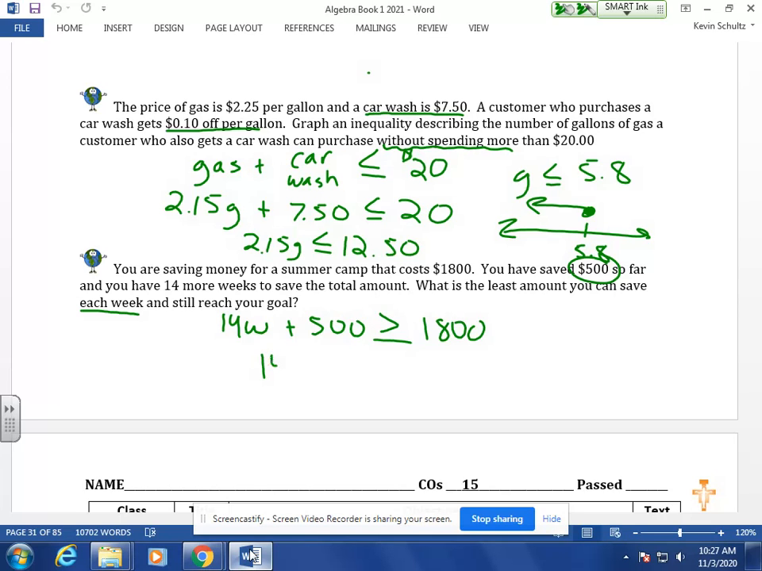Subtract 500 from both sides. We get 14W is greater than or equal to 1,300. That's how much we have left to save. Caleb? $92. Divide by 14, and we get $92 and what?